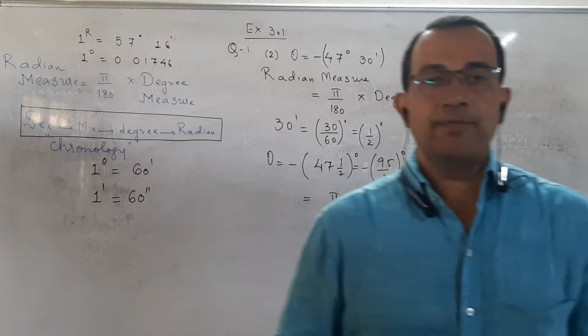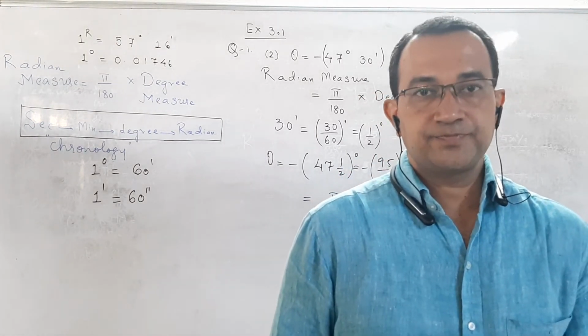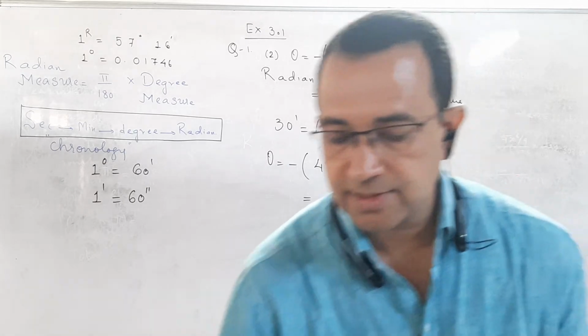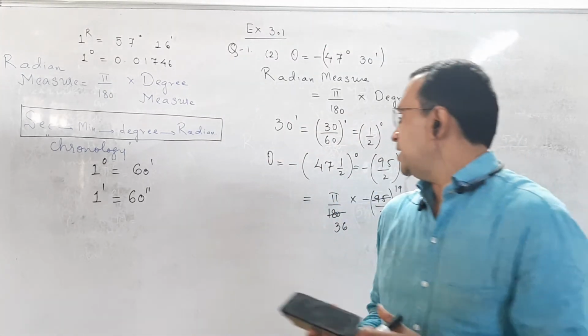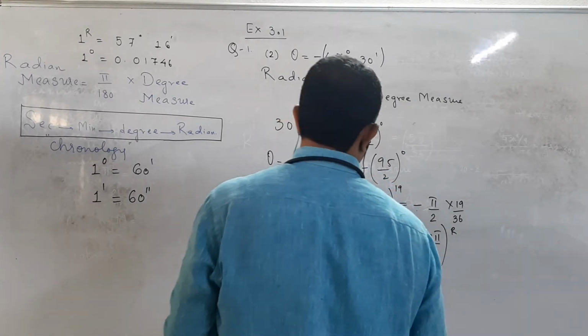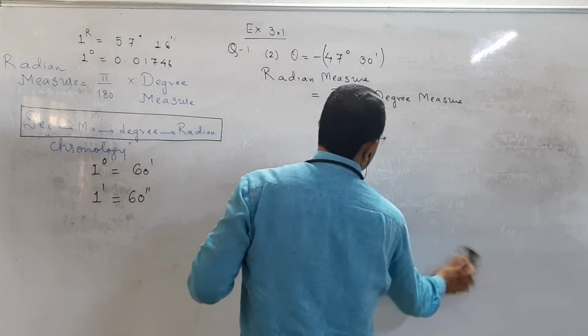19 pi by 72 radian, students. And the negative sign of course indicates that the rotation is clockwise. That's all students here, nothing more than that. Now students, I am doing the third part.